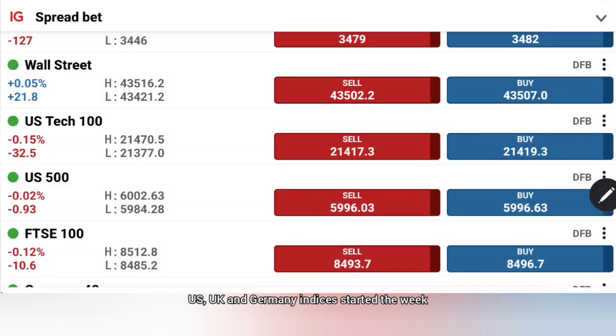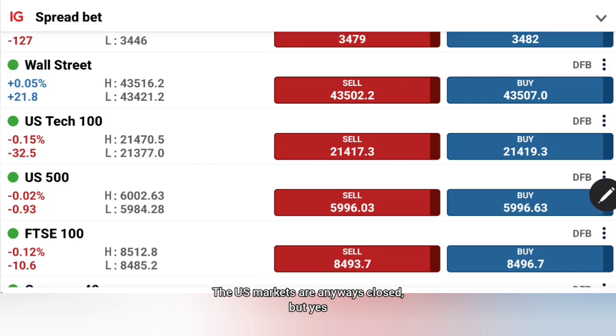US, UK, and German indices started the week on a flat note here. The US markets are anyways closed, but yes, the futures are trading. And now how to profit trading these five major indices today, we're gonna see with the help of charts and indicators. Since the US markets are closed, we'll first look into Germany 40 and FTSE 100, and then briefly touch base on S&P, Nasdaq, and Dow towards the end.